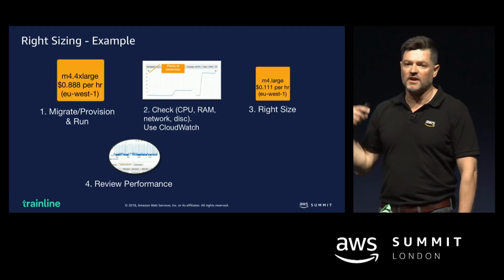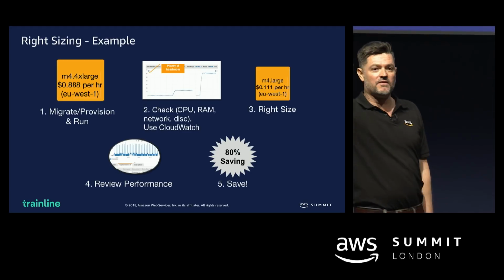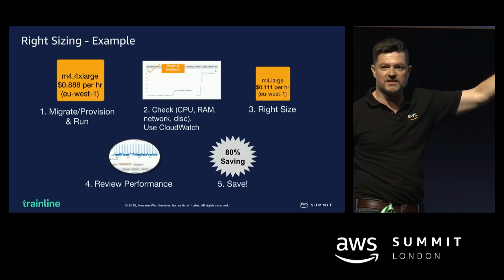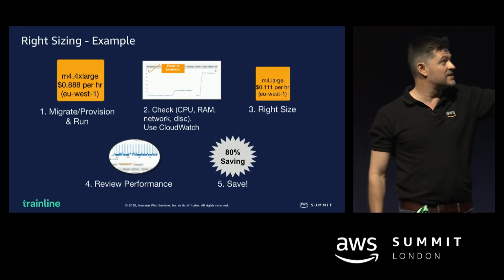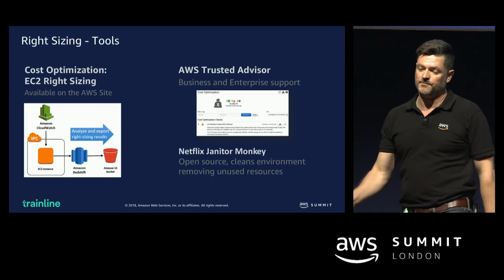Next step, review the performance. Look at what you're doing with it. Track it, monitor it. In this case, that's an 80% saving, straight off the bat, just by looking at your instances. If you've got a large fleet of instances, you know what, even if you're running 10, go over, look at them, see if you can break them up, see if you can downsize them.